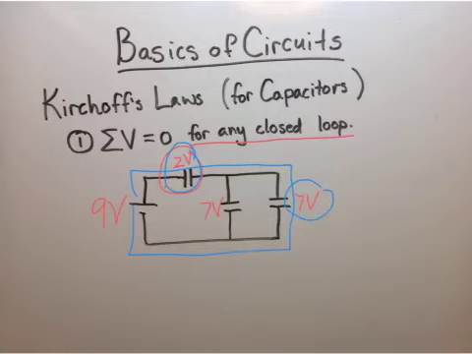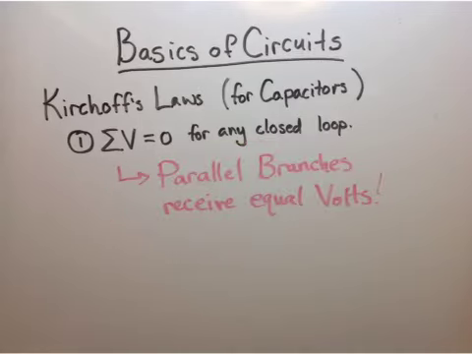All right, the secret to this working is this junction right here. Well, or this junction, either way you want to look at it. The junction means that those two capacitors are in parallel, the two that are using 7 volts, right? Since they are in parallel, they receive equal voltages. All right, so that's the rule. Parallel branches receive equal volts.